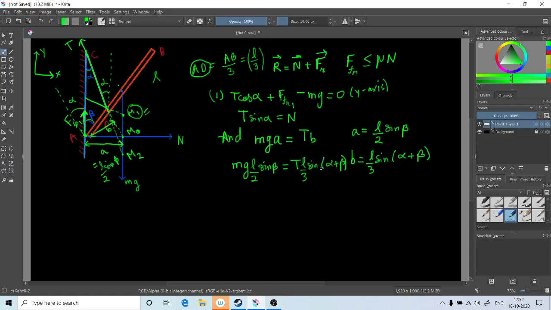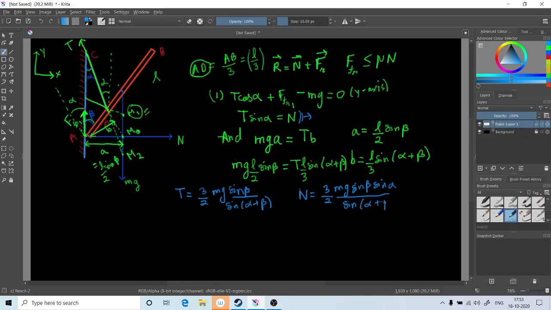Now equating it, we find the value of tension to be 3 by 2 mg sine beta by sine (alpha plus beta). And from this equation, we get N equals 3 by 2 mg sine beta sine alpha divided by sine (alpha plus beta).